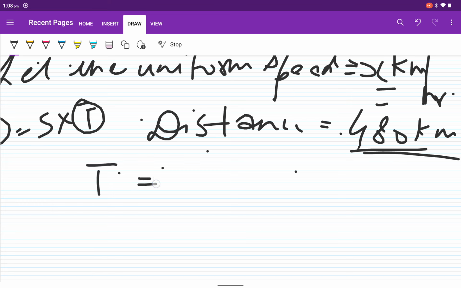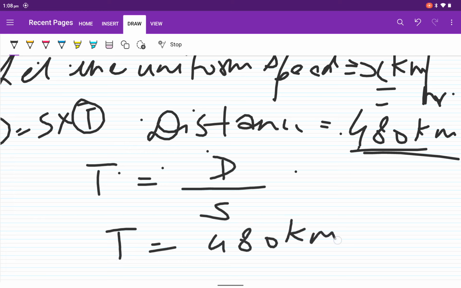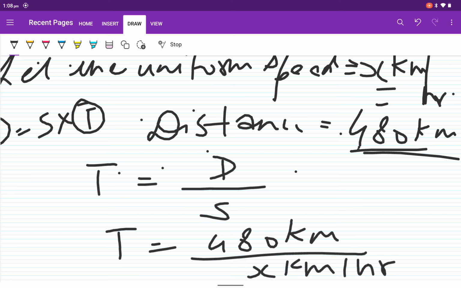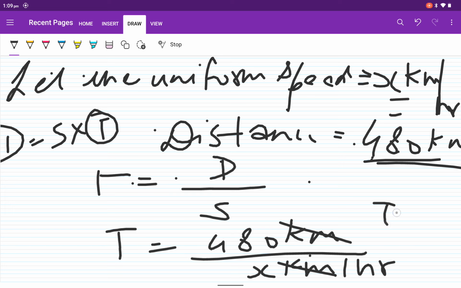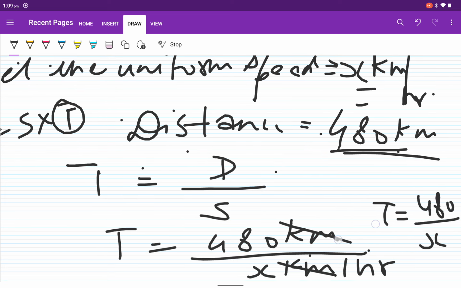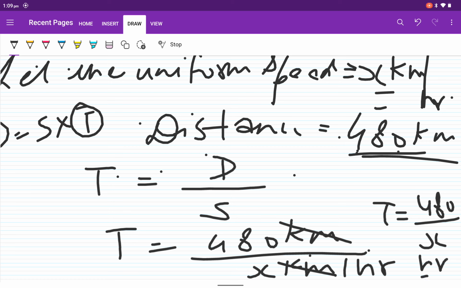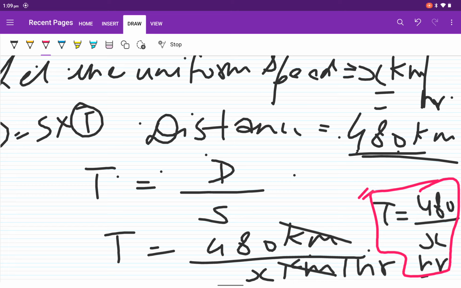If we have to find the time, so time is distance upon speed. Distance is 480 km, same here. And speed I have taken as x kilometer per hour. Now kilometer would be cancelled, so your time would be 480 upon x, and this would be in hours. So this is your case 1, which I have explained to you.